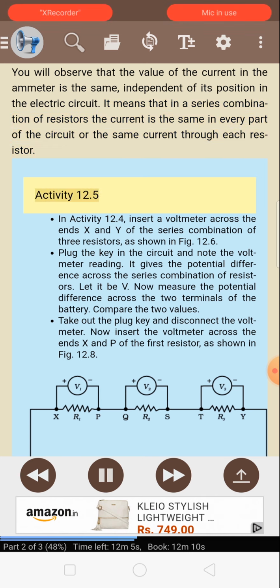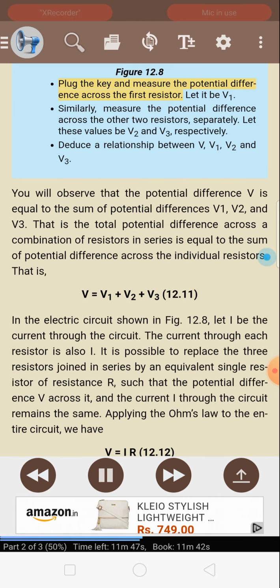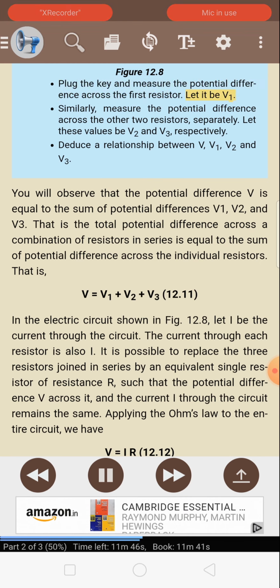Activity 12.5. In activity 12.4, insert a voltmeter across the ends X and Y of the series combination of three resistors, as shown in figure 12.6. Plug the key in the circuit and note the voltmeter reading. It gives the potential difference across the series combination of resistors. Let it be V. Now measure the potential difference across the two terminals of the battery. Compare the two values. Take out the plug key and disconnect the voltmeter. Now insert the voltmeter across the ends X and P of the first resistor, as shown in figure 12.8. Plug the key and measure the potential difference across the first resistor. Let it be V1. Similarly, measure the potential difference across the other two resistors separately. Let these values be V2 and V3, respectively. Deduce a relationship between V1, V2, and V3.